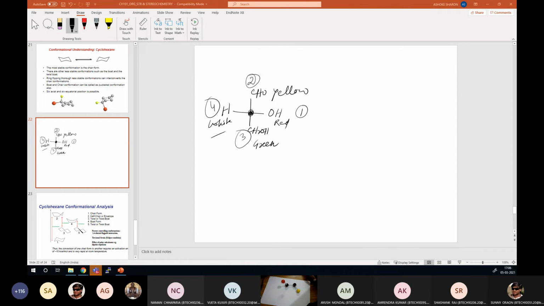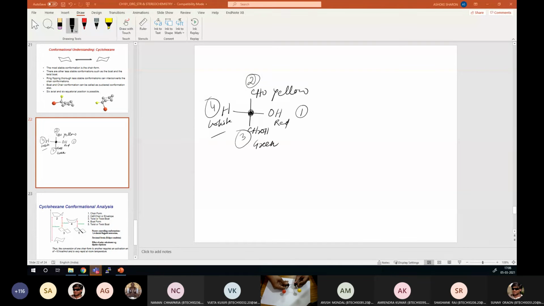Now just think: if I'm preparing one plane using yellow, black, black, plane number 1, and black, black, red, another plane, plane number 2. Now tell me, what is the angle between these 2 planes right now? 90 degrees, correct? Because you have only 2 planes, so 90 degrees between the 2 planes.